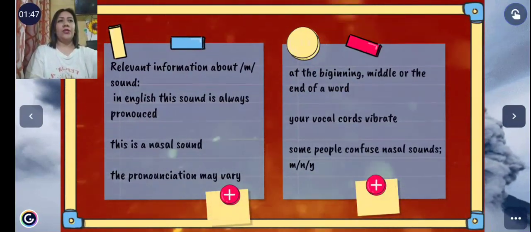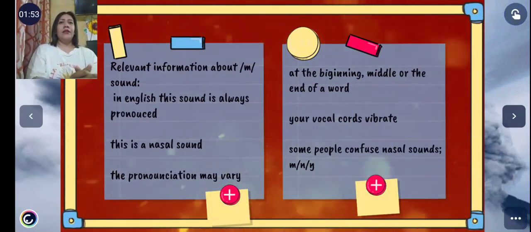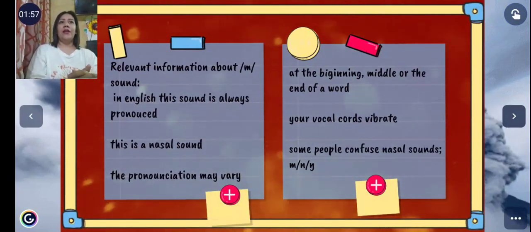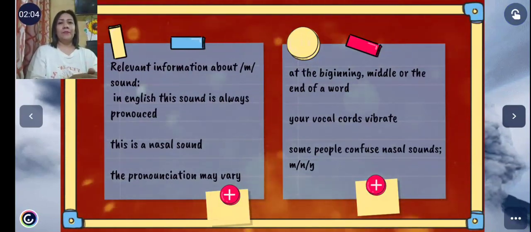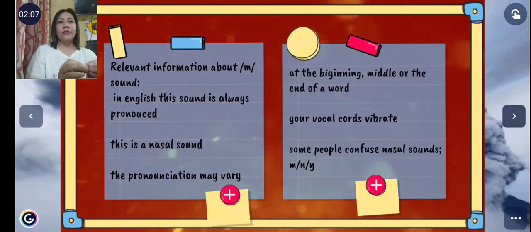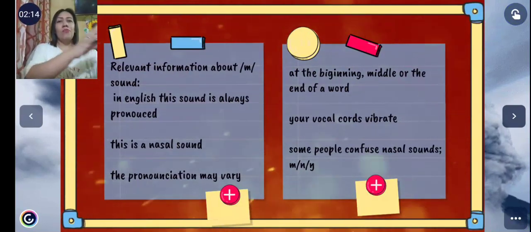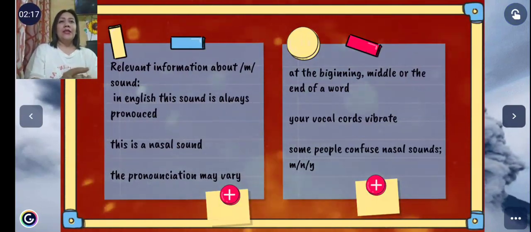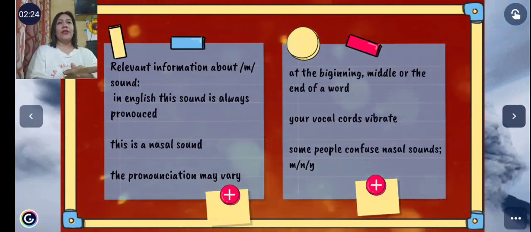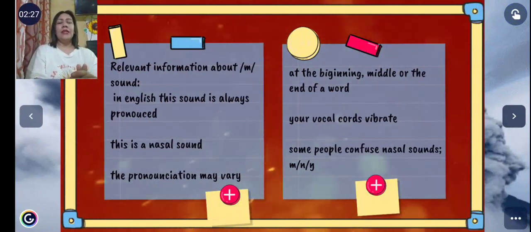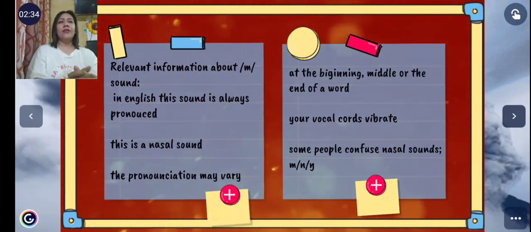Here we have some relevant information about the sound. For example, in English, the sound is always pronounced, but there are some people who don't pronounce it at the end of a word. For example, in the word game, some people say it like gay. So that is the incorrect way. Also, this is a nasal sound, which means that you don't use your mouth but your nose. As well, the sound may vary in other languages with a different pronunciation. That's why we need to pronounce it carefully and perfectly.